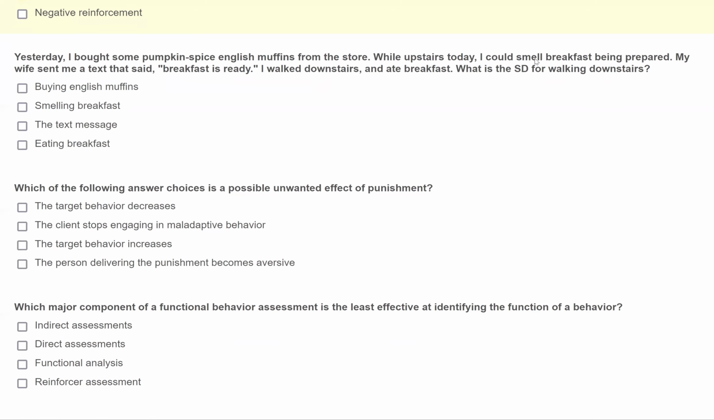While upstairs today, I smelled breakfast being prepared. Did I start walking when I smelled the breakfast? I did not. Smelling the breakfast might be a motivating operation, however, okay, might increase the value of walking down the stairs because that's where breakfast is, but it isn't the SD. It didn't evoke the behavior. But when my wife sent me a text that said breakfast is ready, then I walked downstairs and the consequence was getting breakfast. So the SD for walking downstairs is what? The text message. The SD is the text. The response is walking downstairs. The consequence is getting breakfast.